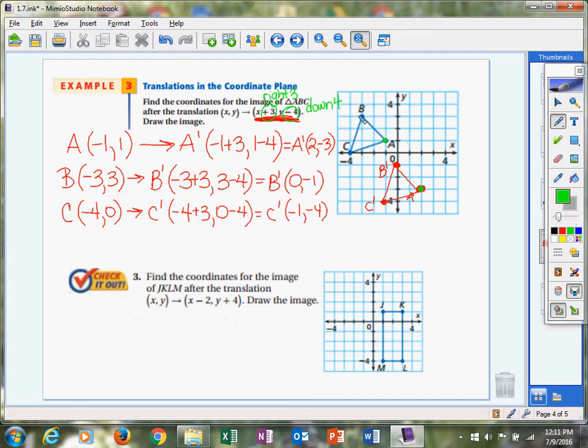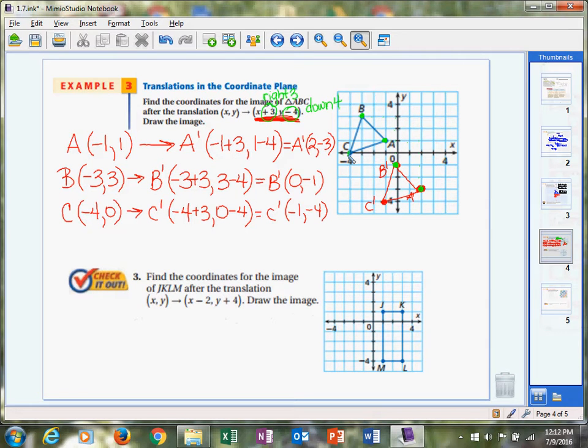Okay, start at B. You're going to follow the same pattern. You're going to go right 3, 1, 2, 3, down 4, 1, 2, 3, 4. Look where I landed. You good so far? And do the same thing with C. Here's C. And then go right 3, 1, 2, 3. Down 4, 1, 2, 3, 4. See there? So there's a couple ways you could look at it.